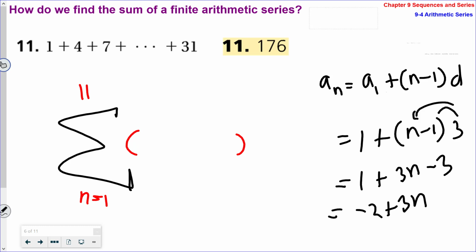This is the explicit formula. Negative 2 plus 3n goes in there. That would be writing a series in summation notation. This is summation notation. Can you take your calculator out, please? Hit math 0.